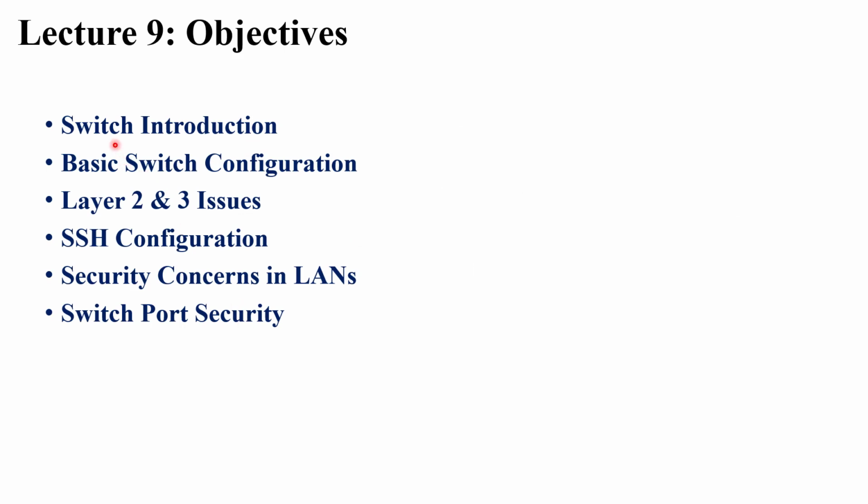The first part is switch introduction. The second part is basic switch configuration. The third part is layer 2 and layer 3 issues. Then we are going to discuss SSH configuration, security concerns in local area networks, and finally switch port security. So these are all the major topics that we are going to discuss. That is part 1, part 2, part 3, 4, 5 and 6.